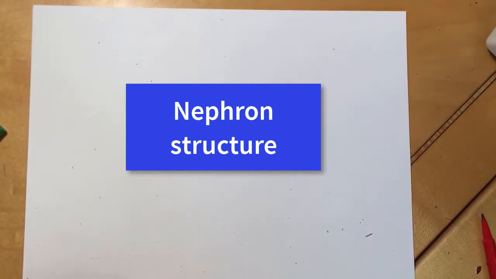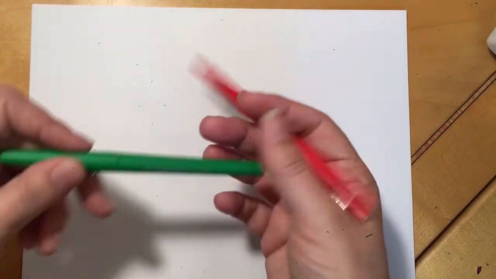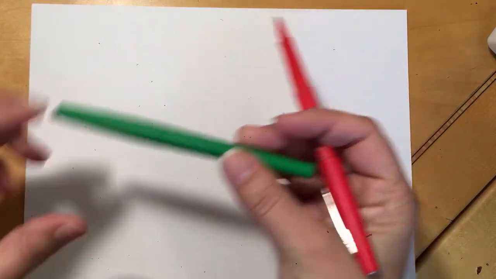Hey everybody, today we're going to be talking about kidney function and kidney structure, and we're going to start off by discussing the nephron. So the nephron is the functional unit of the kidney. This is the part that actually does the filtration, the absorption, reabsorption, and the secretion. So I'm going to be drawing the blood supply in red and the tube in green.